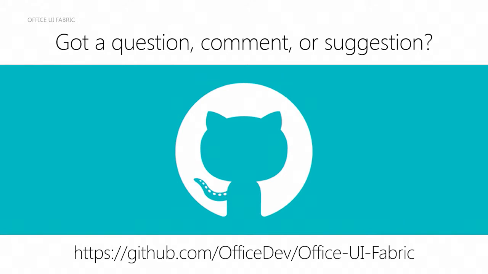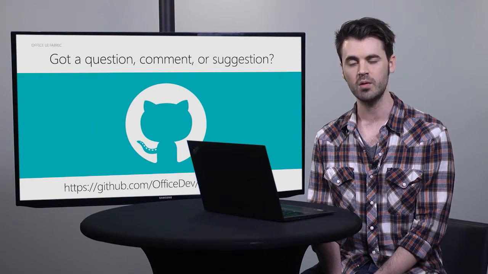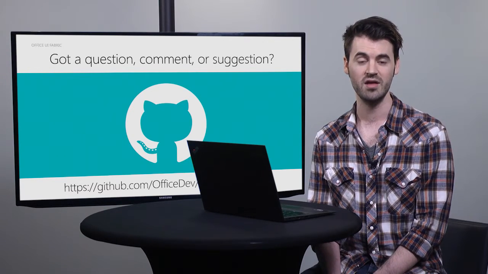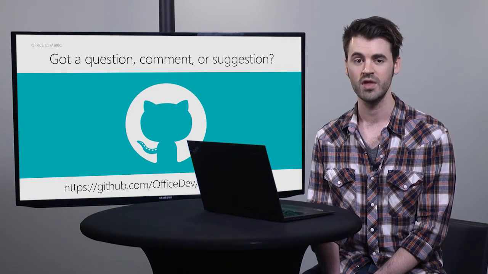If you have a question, comment, concern, or suggestion, feel free to swing by our repo underneath Office Dev. You can file an issue against us and get in touch with someone on the team. We're pretty quick to respond, and we're always looking for new ideas and, of course, bugs and contributions if you want to make them. It is an open source project after all.